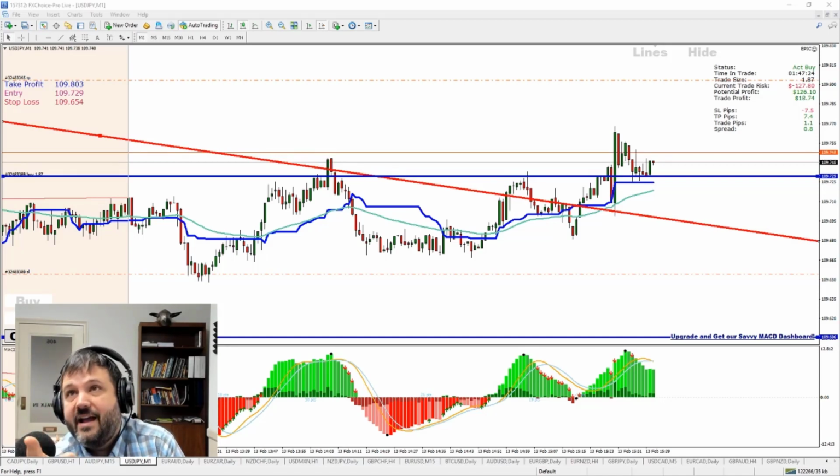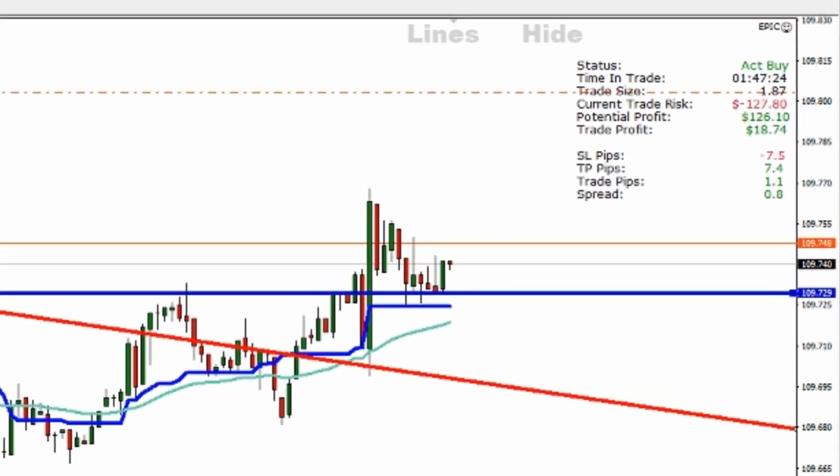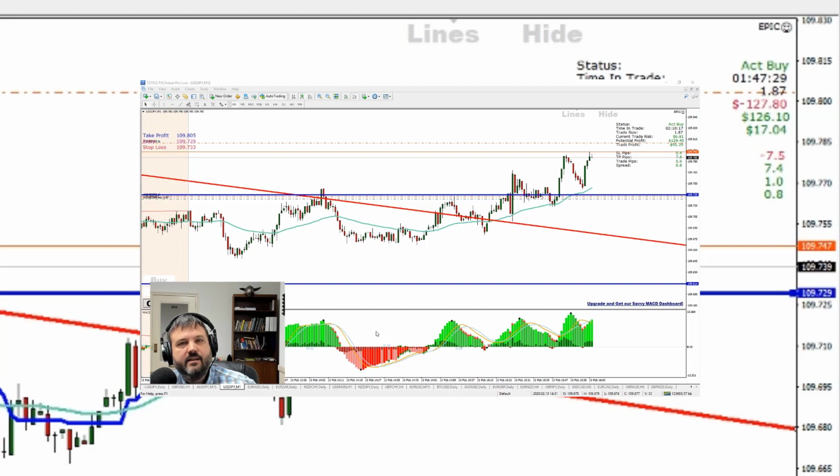I want to see if I can take this trade and make $7,000 with it. You may think I'm crazy, stay tuned to find out how.